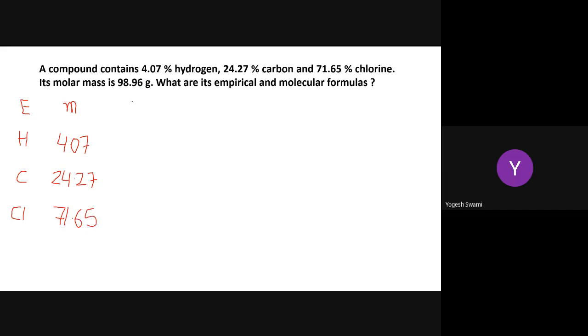एटॉमिक मास को हम लोग रिप्रेजेंट करते हैं कैपिटल AC. So atomic mass of hydrogen is 1, carbon is 12 and chlorine is 35.5. The number of moles of hydrogen is 4.07 divided by 1, so the value is 4.07.